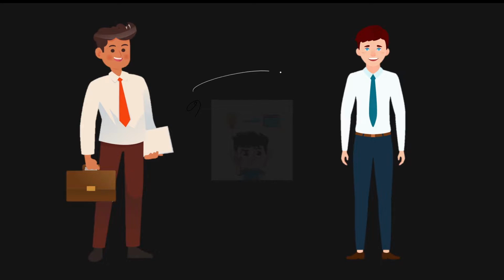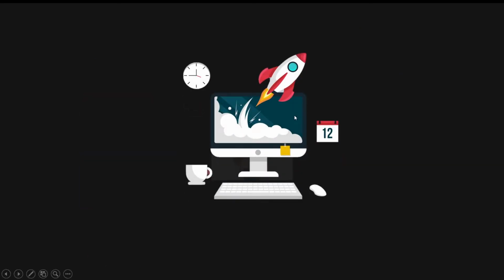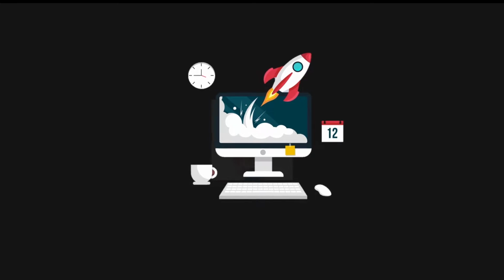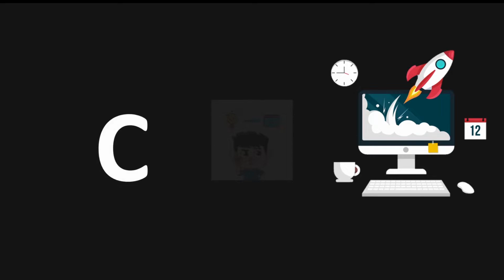So let's begin. Suppose these are two businessmen meeting each other to make a deal. For making the deal, they should have proper communication. They can use any language, for example, English, Hindi, Marathi, Telugu. Similarly, to communicate properly with our computer, we have to use a programming language. And here we use the C language.